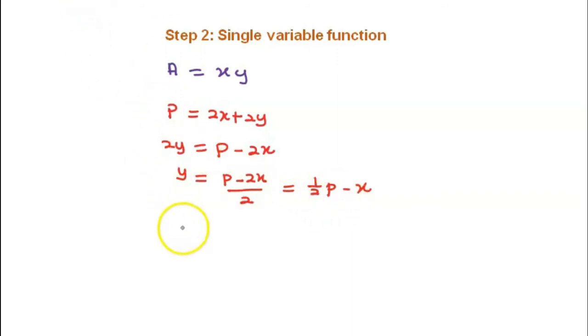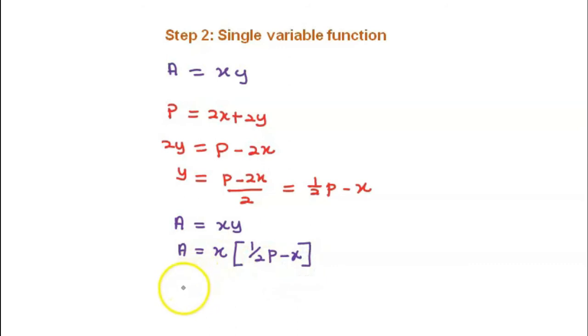Now, this expression of y in terms of x can be substituted back into the formula of area. Therefore, area can be written as x times y, which is x times 1/2 (P minus x). Expanding this function, we will have 1/2 Px minus x squared.